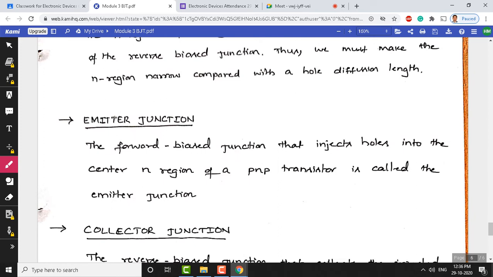Emitter junction. We already know that the BJT is made up of three regions. The first is P plus, then N and P. This is the emitter junction, and this is the collector junction. Now, let us define the emitter junction. The forward biased junction that injects holes into the center N region of a PNP transistor is called the emitter junction. I hope you understand this definition. The emitter junction should be forward biased, and this forward biased junction injects holes into the N region of a PNP transistor.